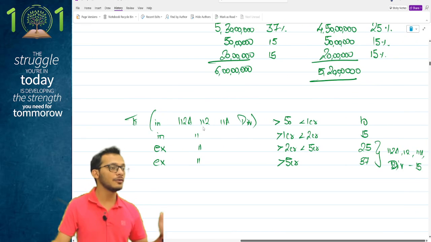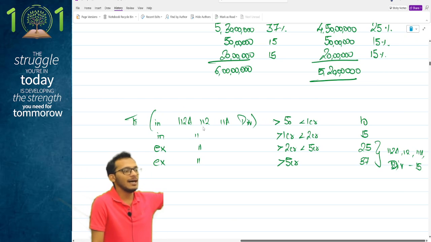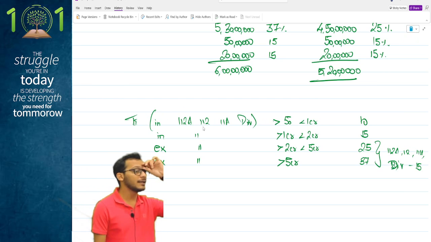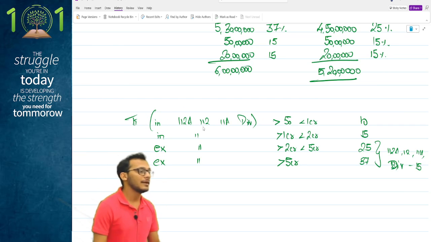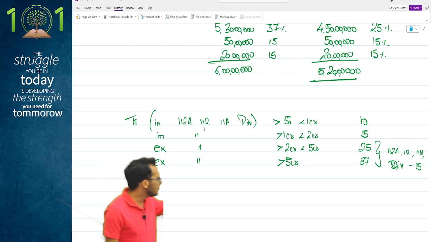Understand the last scenario which I gave. Is it falling in any of the four? My total income is 5 crore 80, but my other income is 55. Is it falling in first bracket? No. Second bracket? Third bracket? Fourth bracket? No.